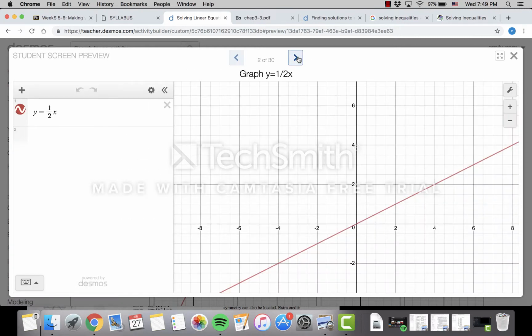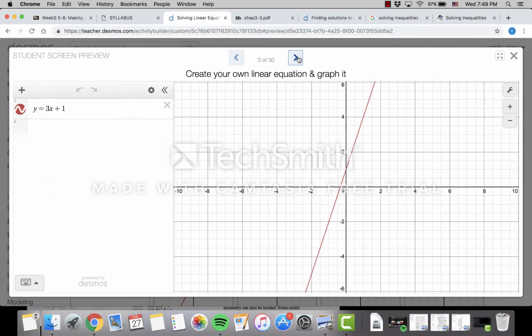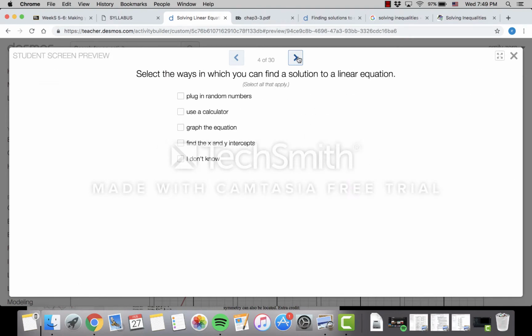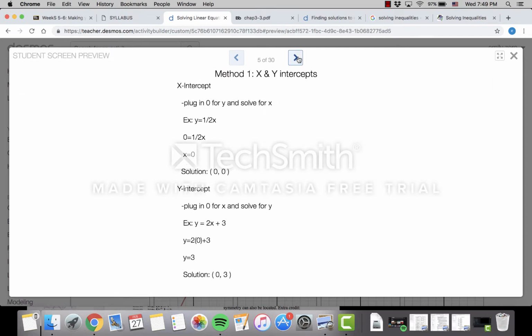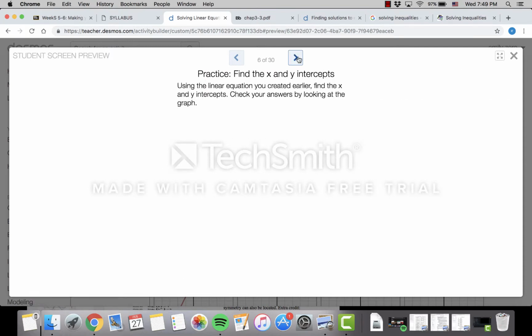The second and third are warm-ups for graphing and creating linear equations. Then I ask students what they might already know if they know how to solve linear equations before I get into the actual lesson. Next, I explain one method of solving linear equations, which is by finding the x and y intercepts as solutions and have students practice this with their own graph that they created.